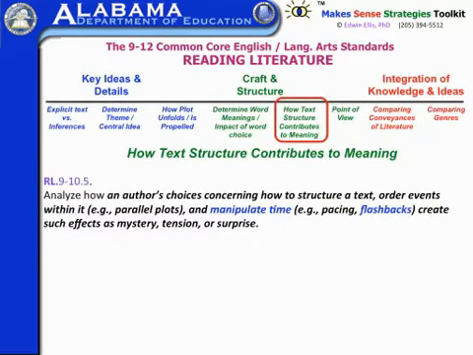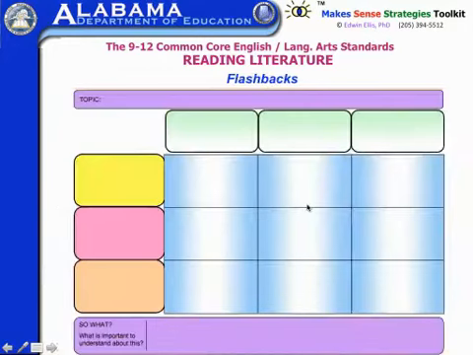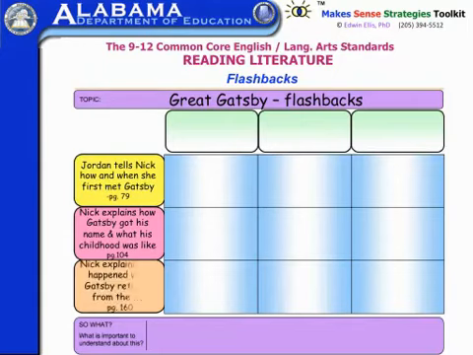Another is how the author manipulates time in the use of flashbacks. Let me illustrate how I might address that. Again, I'm going to use a compare and contrast, and this time I'm going to use a 3x3 matrix, which means I'm comparing 3 things across 3 dimensions. An example of that, again, we'll use the Gatsby and the flashbacks in it. One is when Jordan tells Nick how and when she first met Gatsby on page 79. Another is when Nick explains how Gatsby got his name and what his childhood was like. And then when Nick explains what happened when Gatsby returned from the war. So those are the 3 flashbacks.